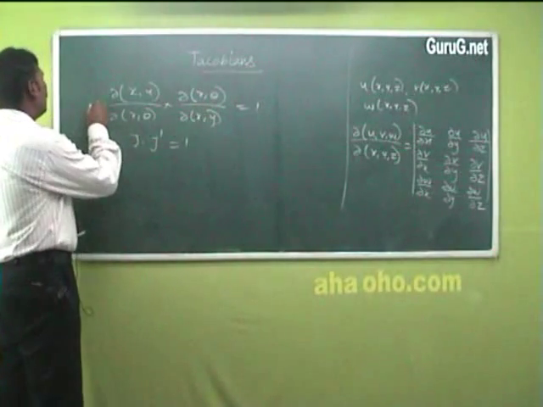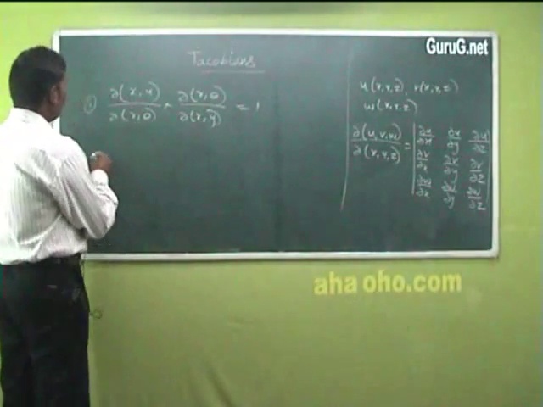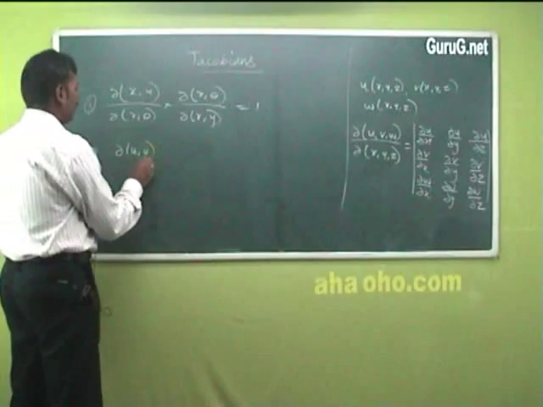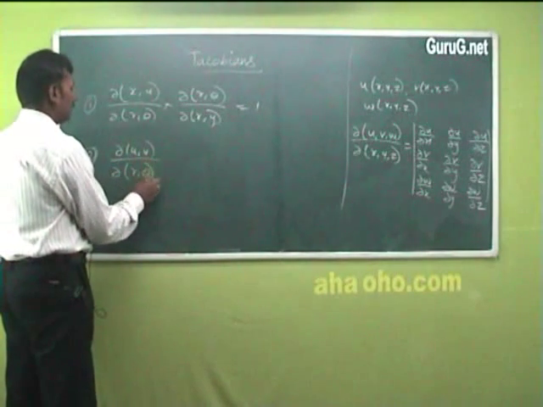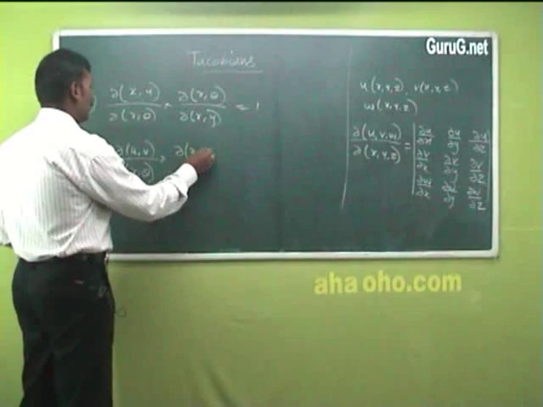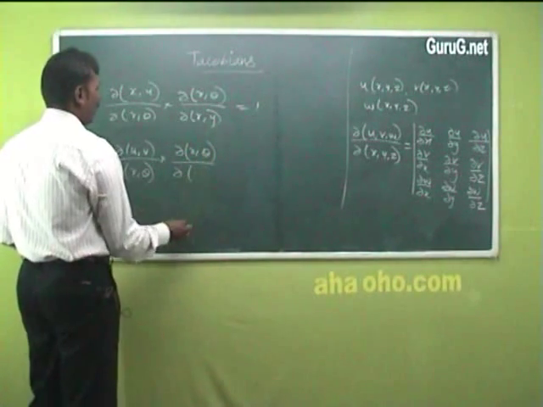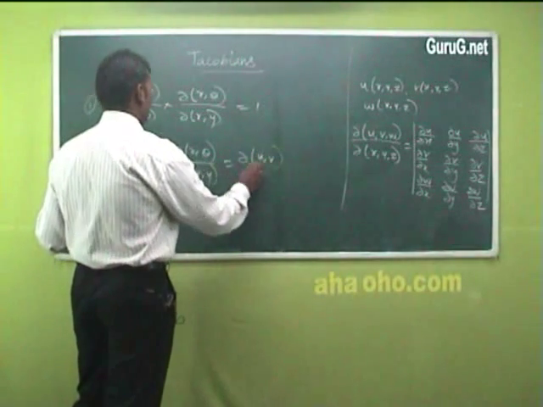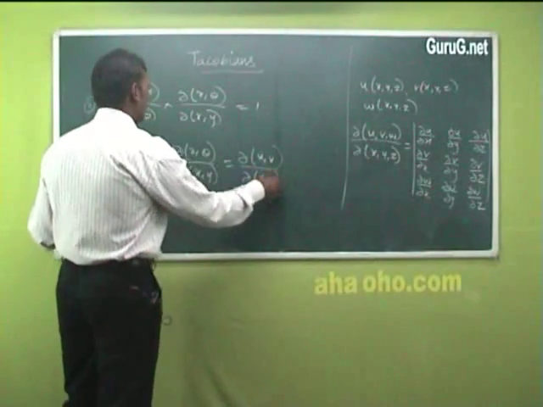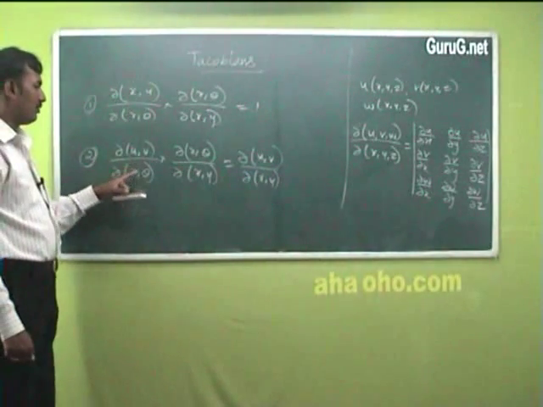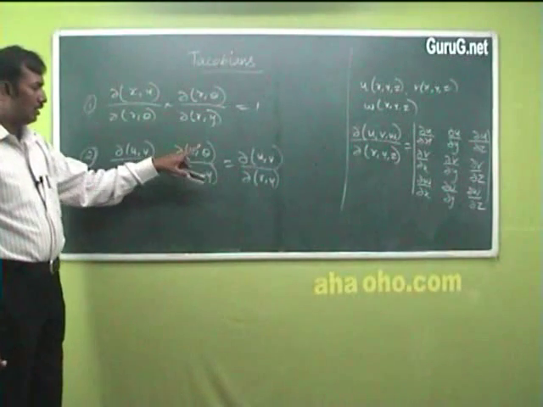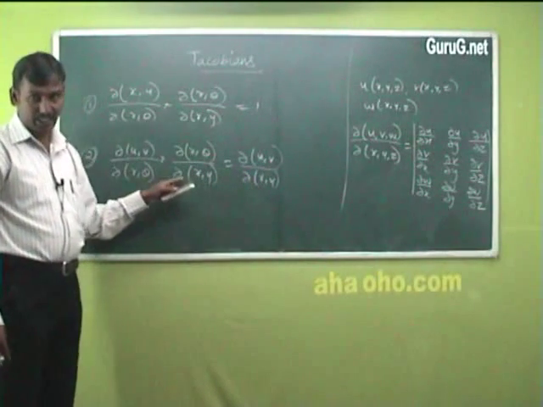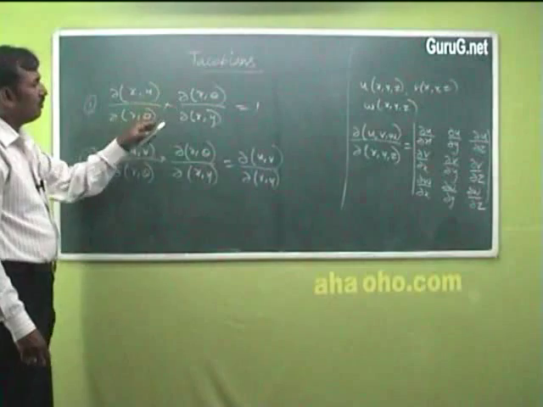So this is one property. Another one: ∂(u,v)/∂(r,θ) into ∂(r,θ)/∂(x,y) is equal to ∂(u,v)/∂(x,y). So this is another property. These two are the properties of the Jacobian.